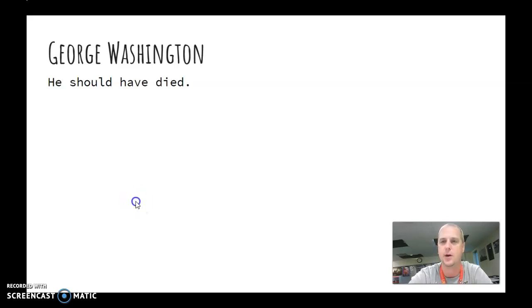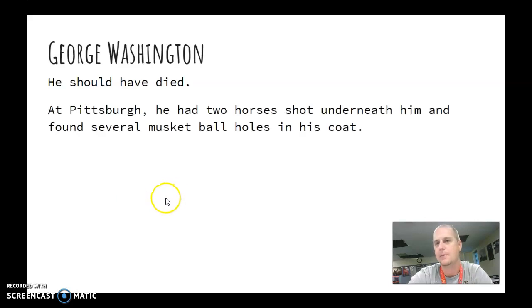At the Battle of Pittsburgh, he was on horseback, and one of his horses was shot out from underneath him. He got on another horse, and that horse was shot out from underneath him. So he had two horses shot out from underneath him during the battle. And then after the battle's over, as he's checking his uniform, he sees several musket ball holes in his coat. And that means he was riding and a bullet just passed his body into his coat.